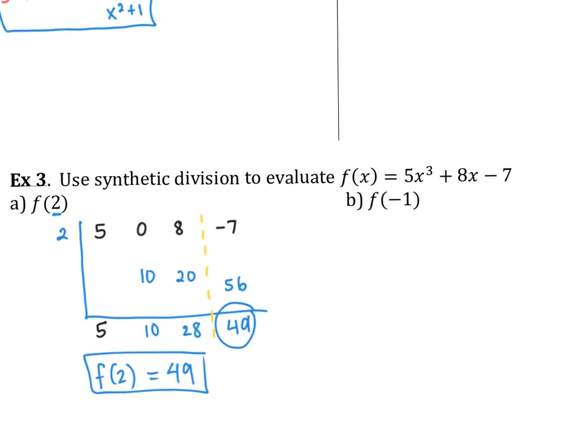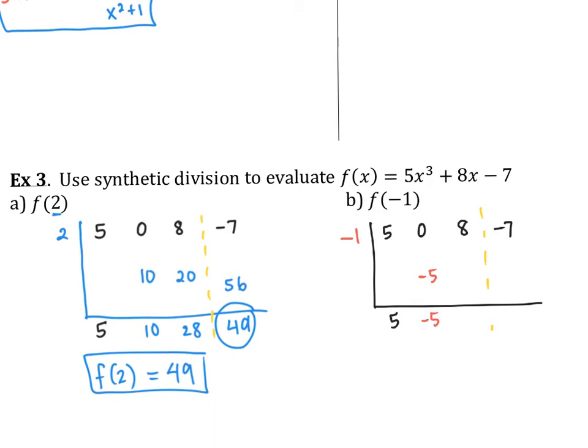Okay, so I want to evaluate f at negative 1. I'm going to go ahead and list the coefficients: 5x cubed, there's no x squared, 8x, negative 7. I like the remainder line, up to you. Bring down the 5. Negative 1 times 5 is negative 5, 0 and negative 5, negative 5.